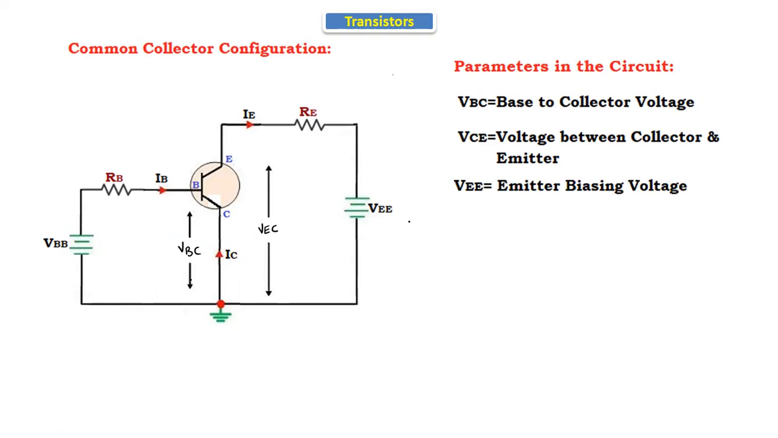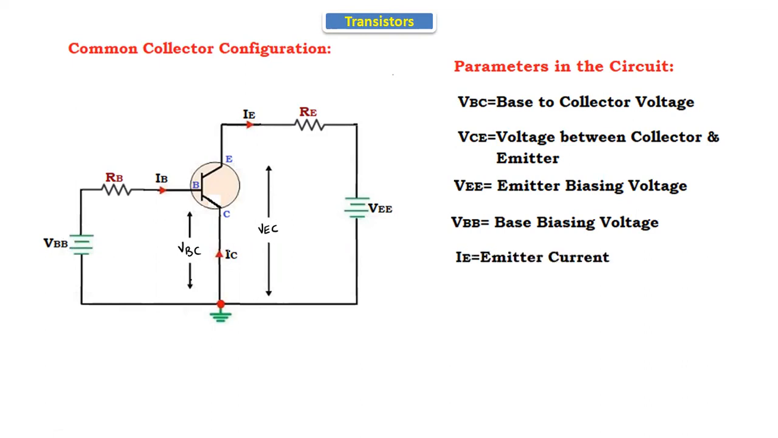Next, this VEE is called the emitter biasing voltage, and the VBB is the base biasing voltage. This is VBB, the base biasing voltage. We are giving the supply to the base. That's why it is called a base biasing voltage. Here we are giving the supply to the emitter. It is an emitter biasing voltage.